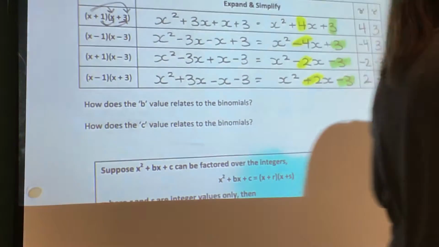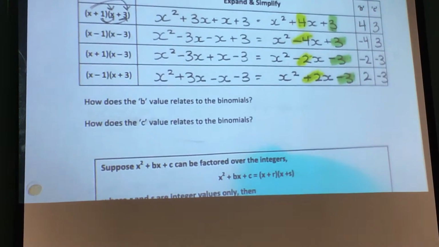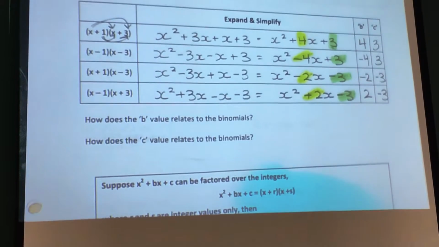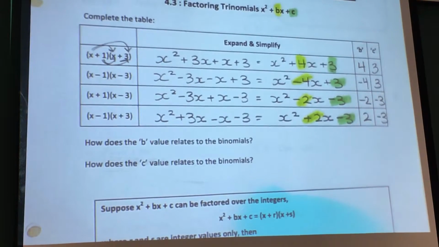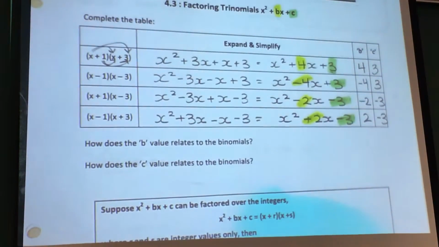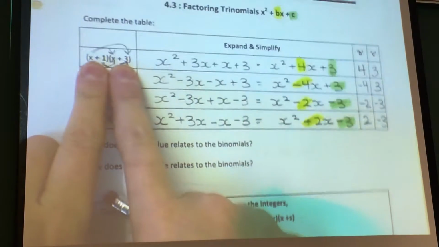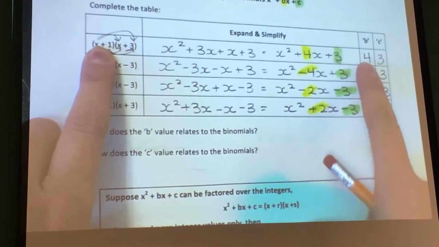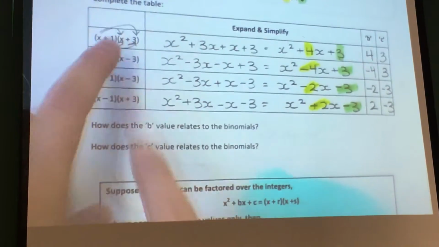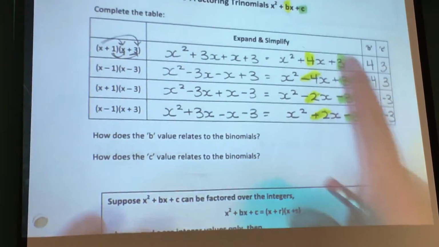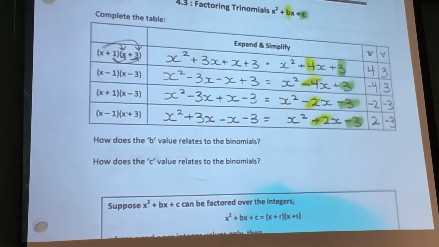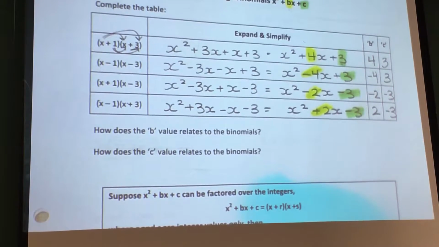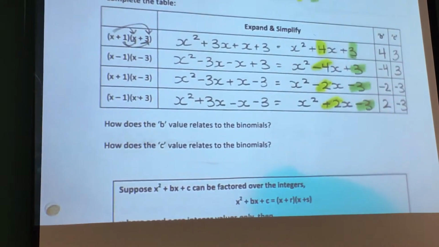How does the b value relate to the binomial? So look back to your binomials. Remember, your binomials are the things that have 2 terms. So here are your binomials. And they're asking, how does the b value relate to these binomials? Yes, Lachlan? It's the 2 middle terms. You're on the right track.